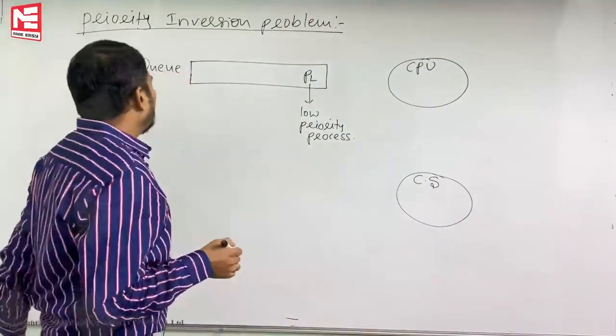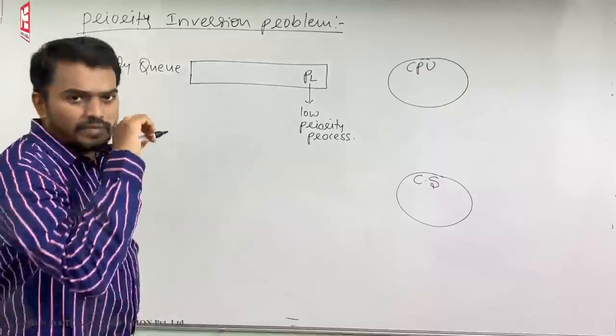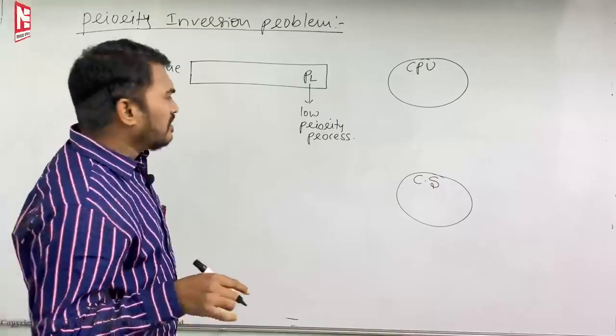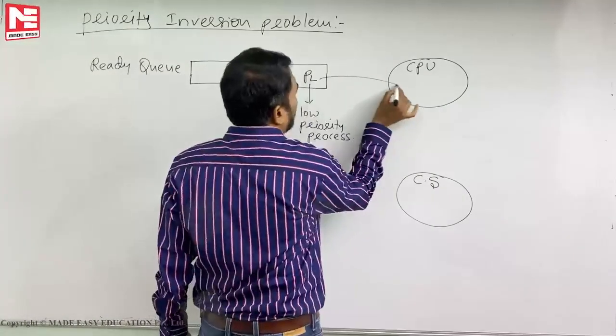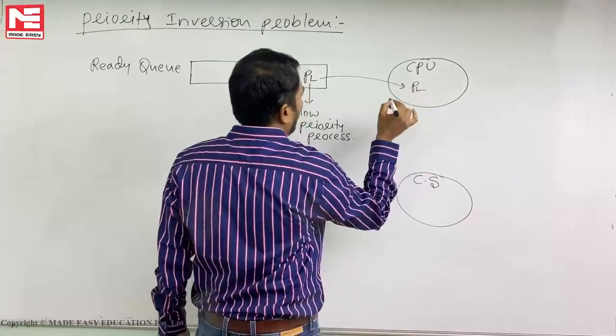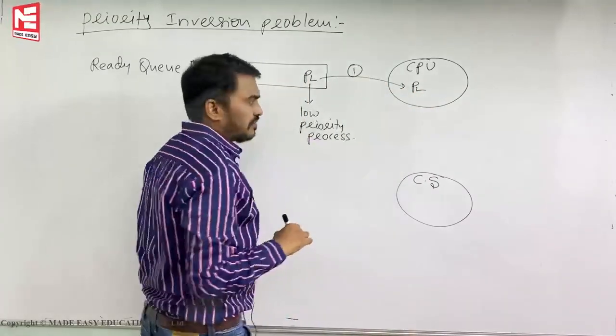Okay. Now, remember, you have only one process, PL, in the ready queue now. So there is no problem. So directly you are scheduling the PL onto the CPU. Okay. Step number 1, we schedule PL onto CPU.